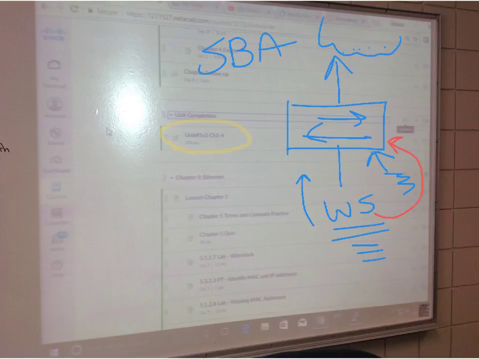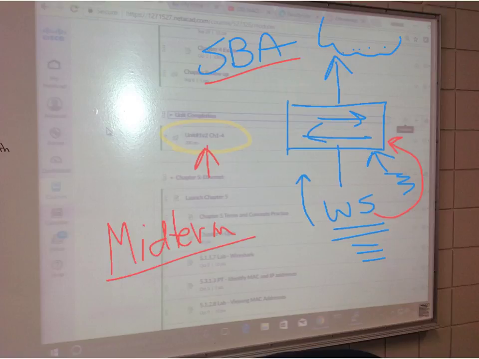Yeah, so that would be the SBA, and then also similar to this, we'll have the midterm exam, that also on Friday. So this would be about half the class, and this would be about half the class. And that's it.